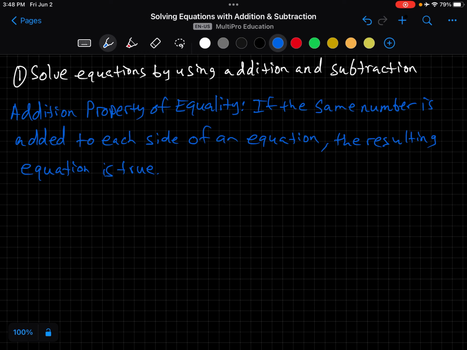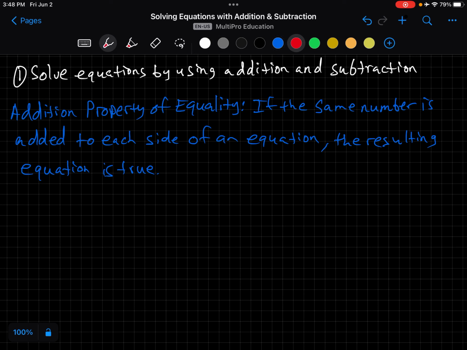Okay, so basically if you take the same number and you add it to the left side of the equation, assuming you're writing from left to right, on the left side of the equation and on the right side of the equation you add the same exact number, the equation has to remain true. So this is the addition property of equality.